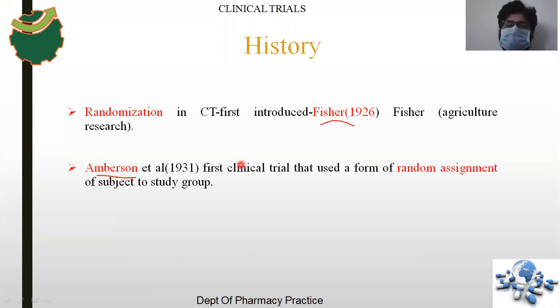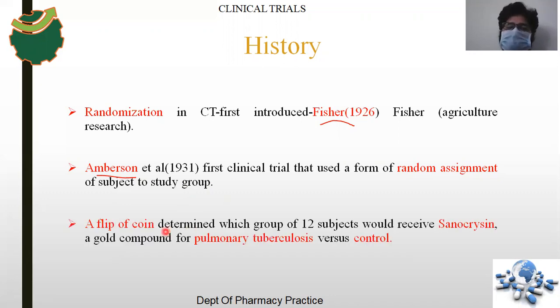And in clinical trials, Amberson et al. were the first scientists to use random assigning of subjects into a study group, like the control group and test group. Like I said, clinical trials happen in two groups: control group and test group, or standard group and test group. And next, one of the known trials recorded here is where they flipped a coin to randomly place people into the standard group and test group.